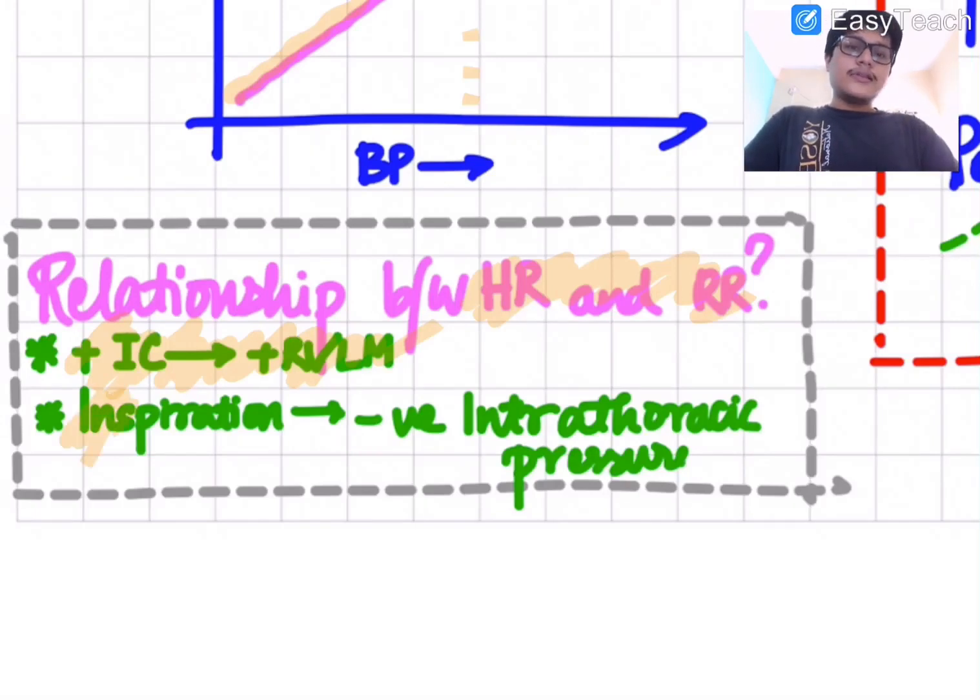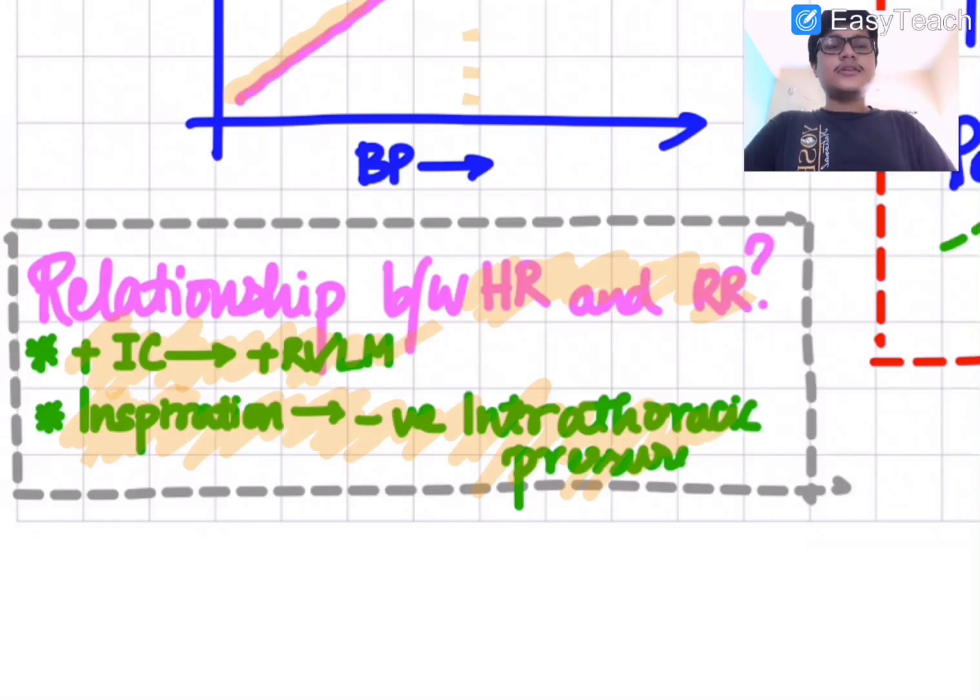Also, when we inspire, there is a negative intrathoracic pressure which is generated. Now this negative intrathoracic pressure will cause an increase in right atrial return, but due to damming of blood in the pulmonary vasculature, the left atrial return will decrease. So now I hope you will get what the relationship between heart rate and respiratory rate is. Mention it in the comment section below. Let's see how many of you get it right.